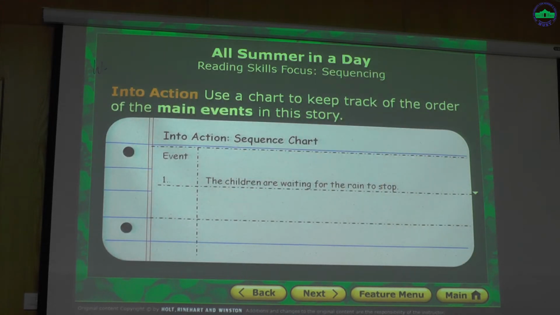Our first activity is to follow the events. Event one, event two, event three. You get my point? A sequence chart, the structure of the events.